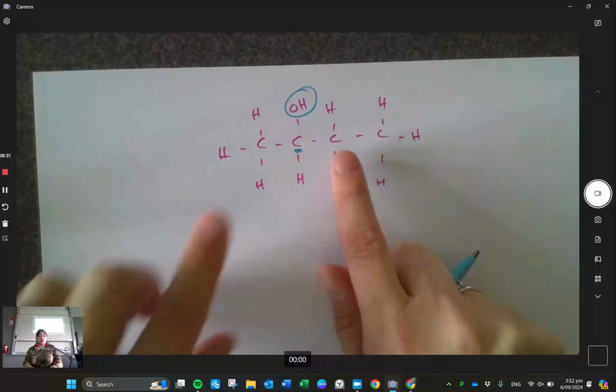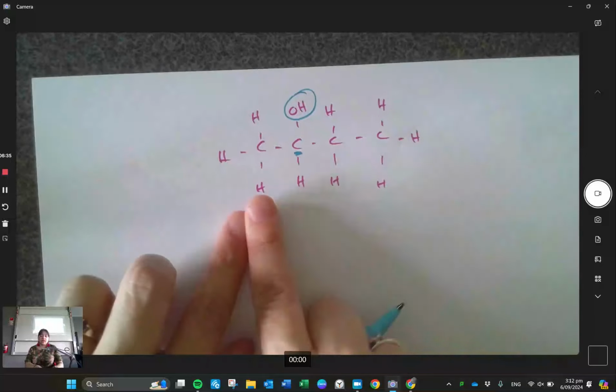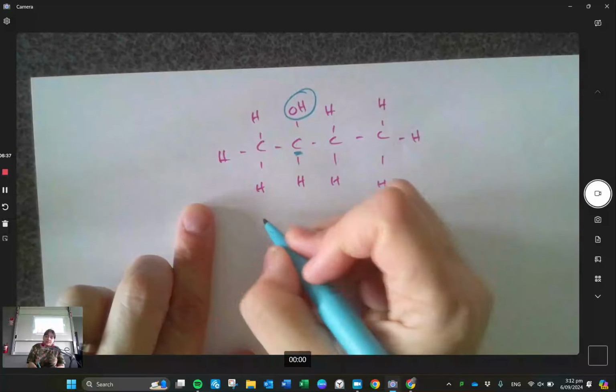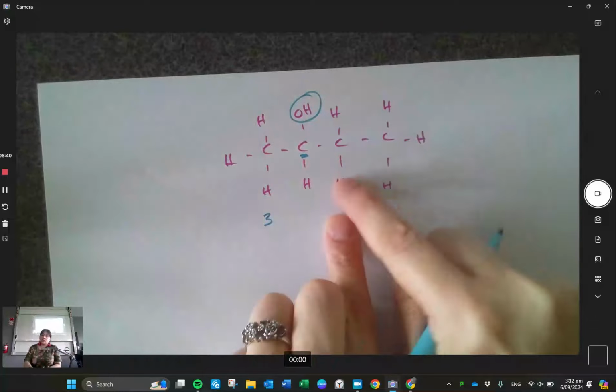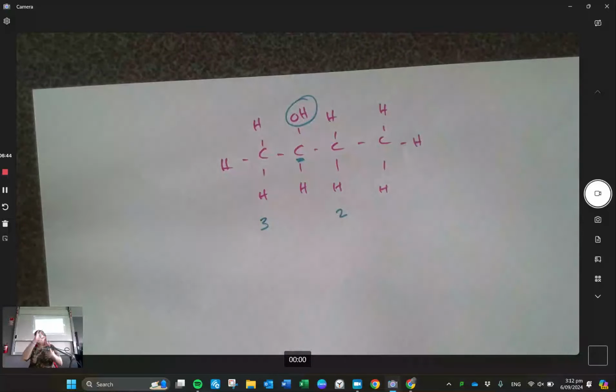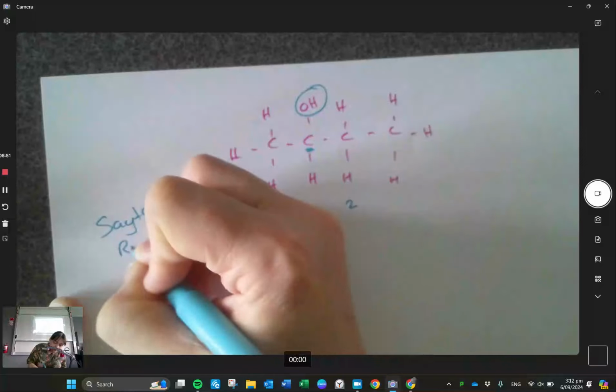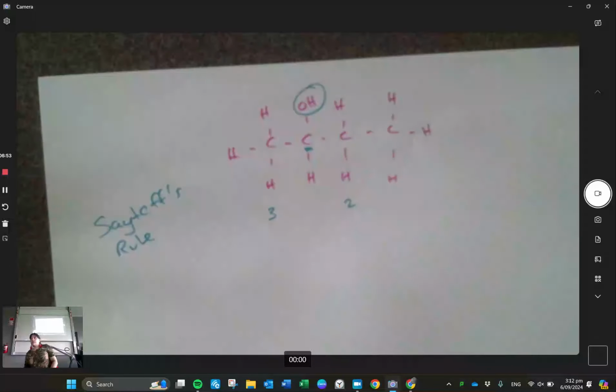So Zaitsev's rule is you look at both of the neighboring carbons and you count how many hydrogens are attached to it. This one has 1, 2, 3. This one has 1, 2. You only count what is directly attached to that carbon, nothing else. The way Zaitsev's rule works is that the poor are going to get poorer. So the one with the fewer number of hydrogens is more likely to lose another hydrogen. It's a very kind of sad aspect of life.